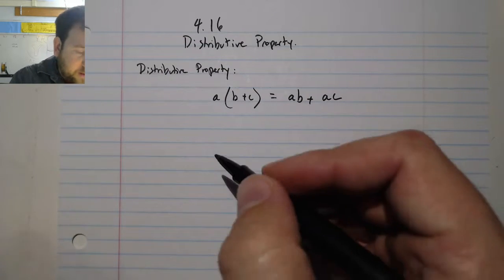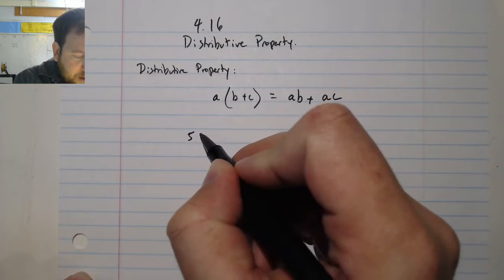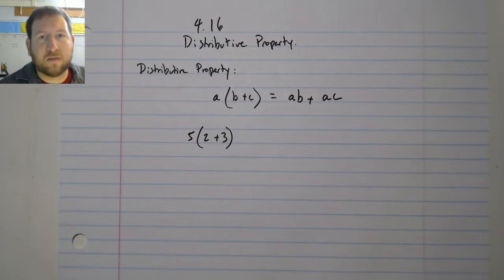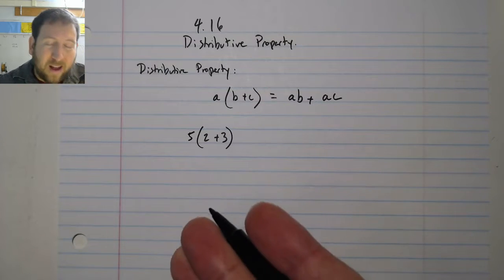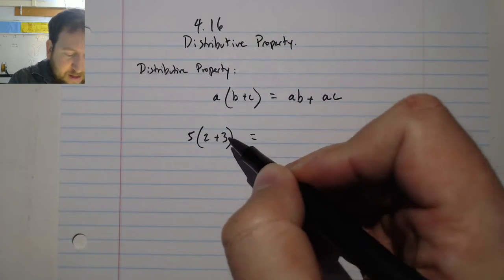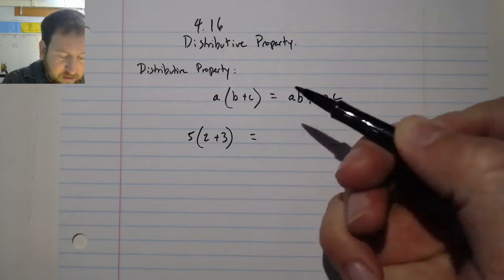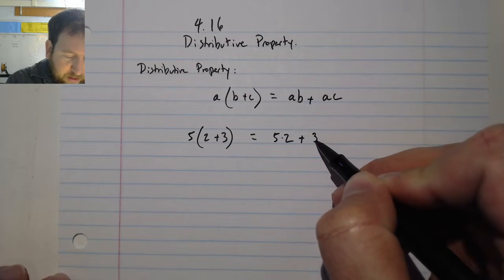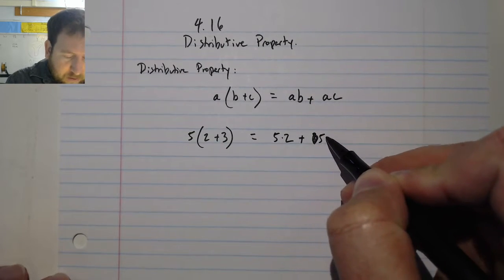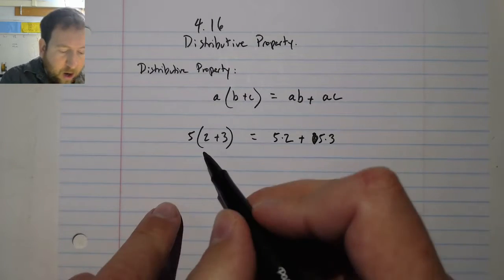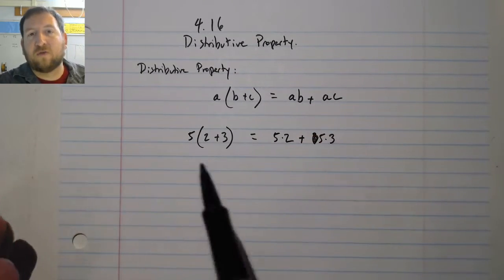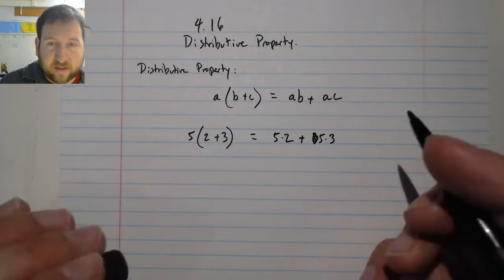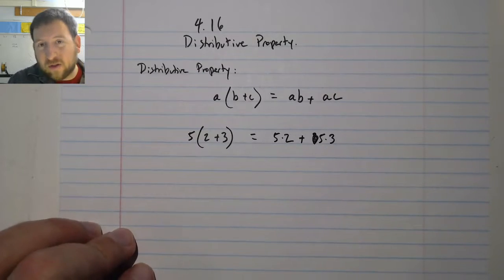For example, let's take a look at something like this. If I say 5 times 2 plus 3, and I'm going to use the distributive property, I can rewrite this like this. I can say that this 5 times quantity 2 plus 3 is the same as 5 times 2 plus 5 times 3. All I've done is I've taken this 5 and I've distributed it over the parentheses. Okay?